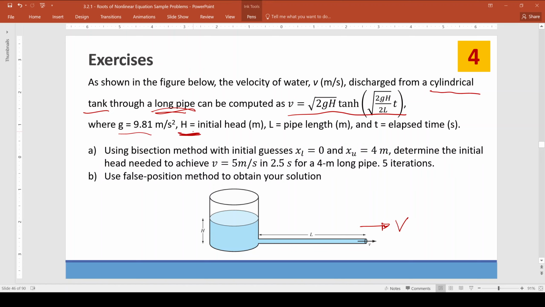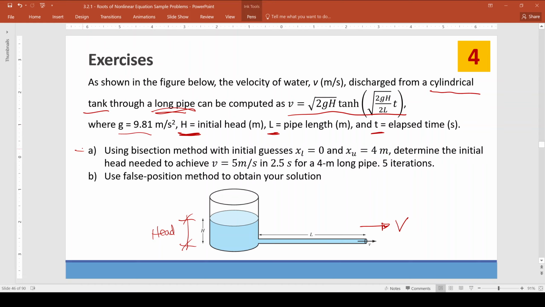Our h is the initial head in meters. In engineering, we have several heads, but in this problem, our head is this one. This is the head, or let's say the elevation of the water. And then the L is our pipe length in meters. And then our T is the elapsed time in seconds.